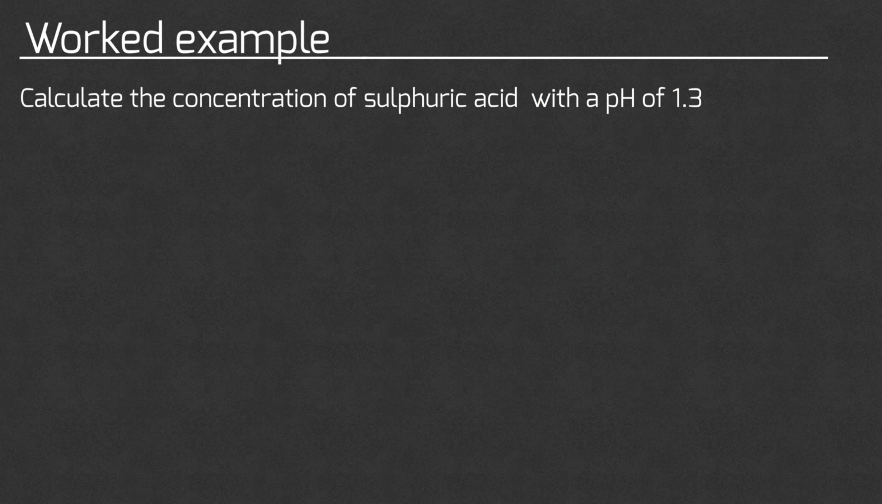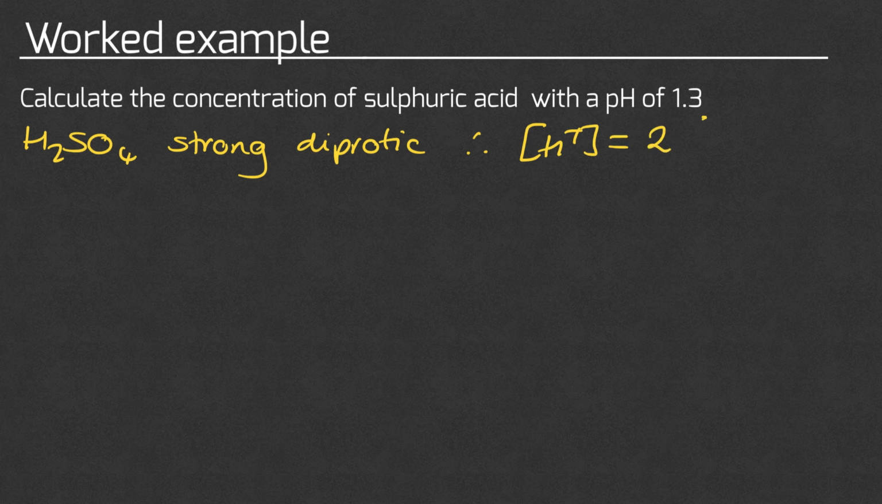We can also calculate the concentration from a pH. So for example, we can calculate the concentration of sulfuric acid with a pH of 1.3. So again, sulfuric acid is a strong diprotic acid, so the concentration of hydrogen ions will be equal to twice that of the concentration of the acid. The next step is to write out the equation linking the concentration of hydrogen ions with pH. So the concentration of hydrogen ions equals 10 to the minus pH. We'll then need to sub in the value of pH to calculate the concentration.